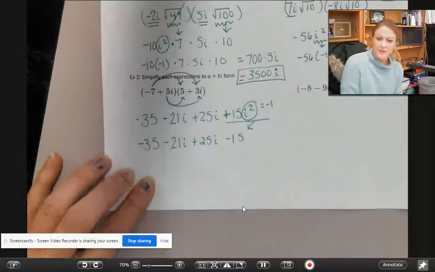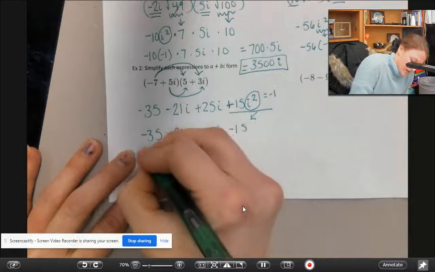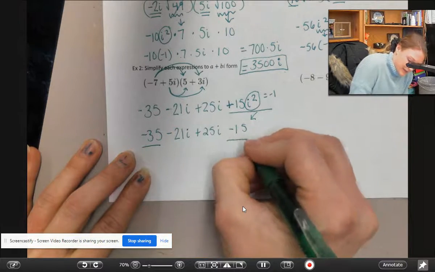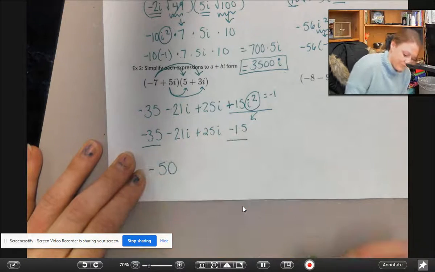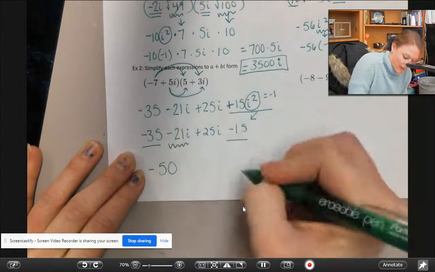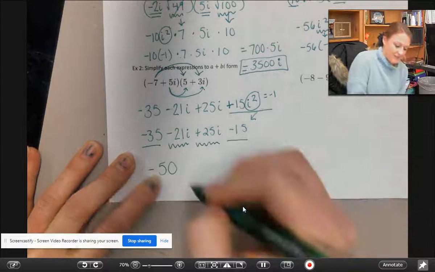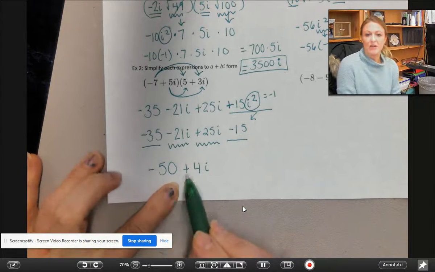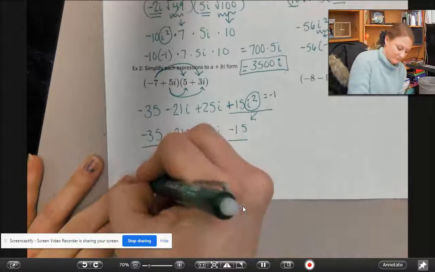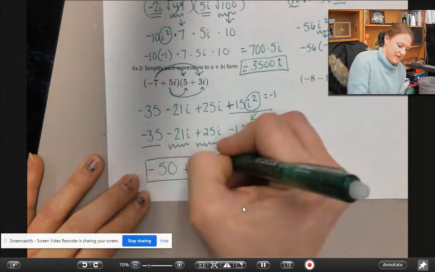Okay, and now let's combine like terms. What is a negative 35 and a negative 15? That would be negative 50. And then what's a negative 21i plus 25i? That would be plus 4i. And that's a plus bi form. And there you are there.